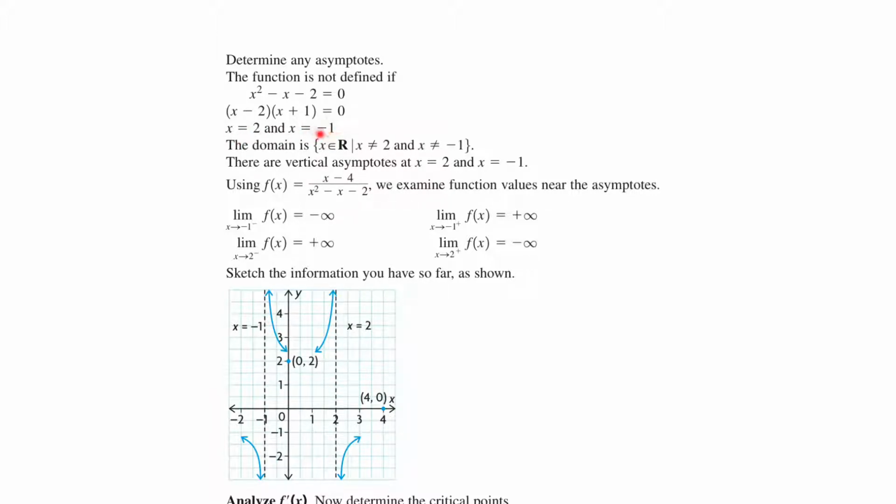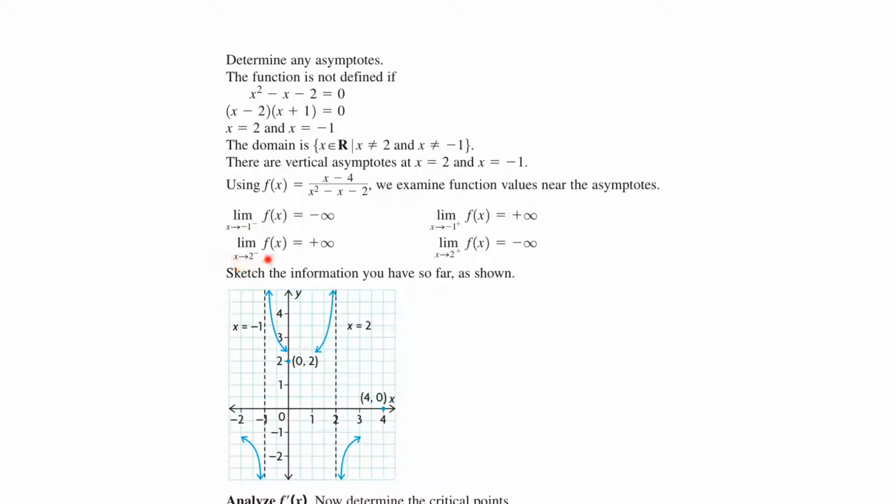We set the denominator to 0 and we find x equals 2 and x equals -1 as points of discontinuity. The domain of the function is all real numbers except x equals 2 and -1. These are vertical asymptotes since the numerator is not 0 at these 2 points. We find the limit of f of x when x is a little bit more than 2 and a little bit less than 2, from the right side and left side of 2.